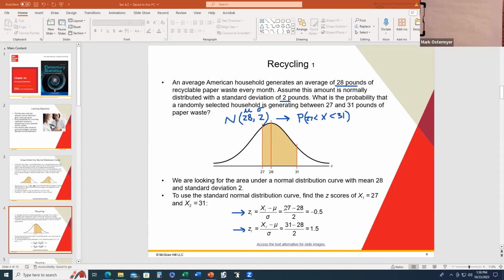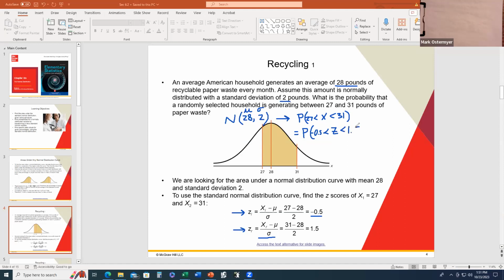So the Z-score that would correspond to the endpoint of 27 would be 27 minus the mean of our normal distribution, which is 28, divided by the standard deviation of 2. And that left endpoint would be Z equal to negative 0.5. So this probability is really equal to the probability that Z is greater than negative 0.5. And standardizing the right endpoint 31 by using the same formula, we get the Z-score for 31 to be 1.5.